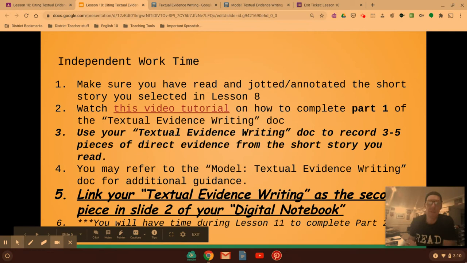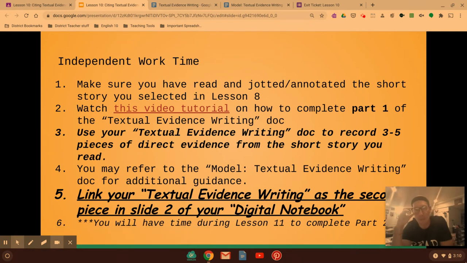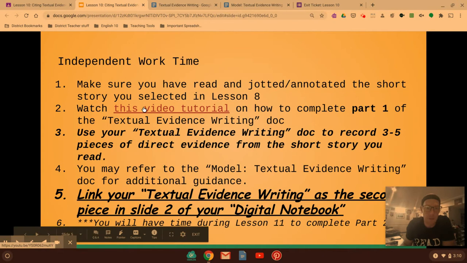So you need to make sure that you have read and jotted or annotated or just very well read the short story that you selected 2 lessons ago. Last lesson, you took a reading quiz to check your understanding. If you didn't do well on it, hopefully you read through it again and you're ready to write about it. So in step 2, there's a link to a video tutorial.